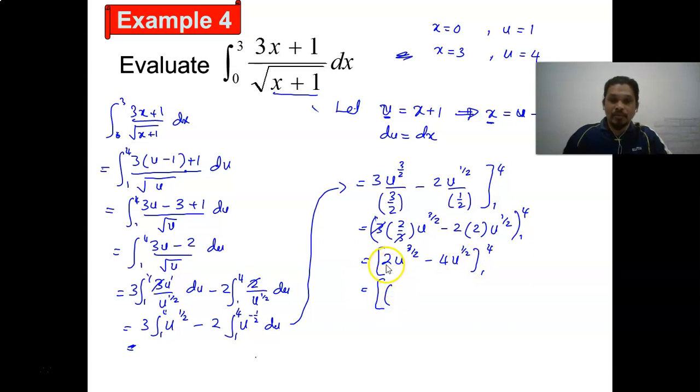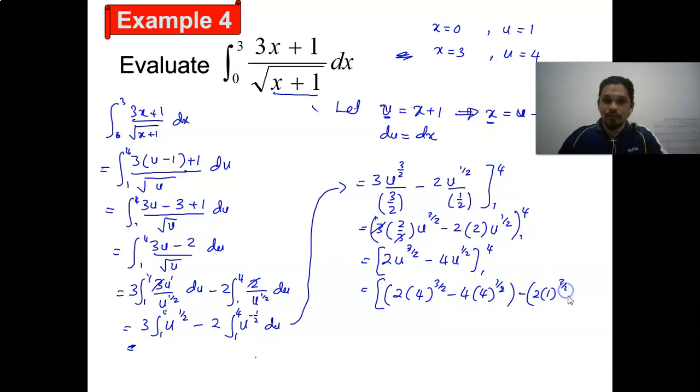The first is we substitute 2u to the power of 3 over 2 minus 4u to the power of half, turning all the u into 4. So 2 times 4 to the power of 3 over 2, minus 4 times 4 to the power of half. Okay, and minus, again, this term where we substitute u with the value u equals 1. So 2 times 1 to the power of 3 over 2, minus 4 times 1 to the power of 1 over 2.